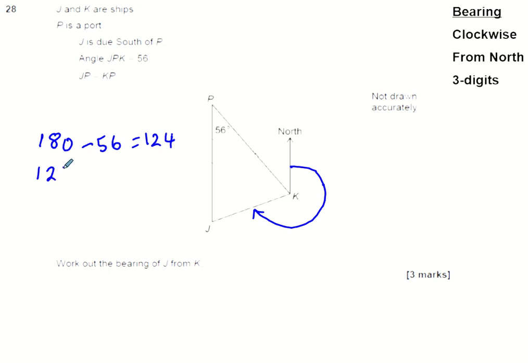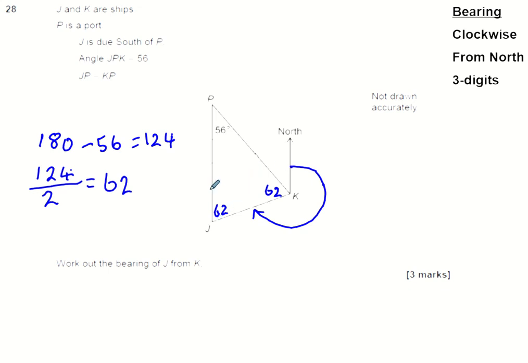124 must be the total of those two angles, so we can take 124, divide it by 2, and say that each of those angles must be 62 degrees. That's 62, and so is that. We now need to work out this missing angle here.